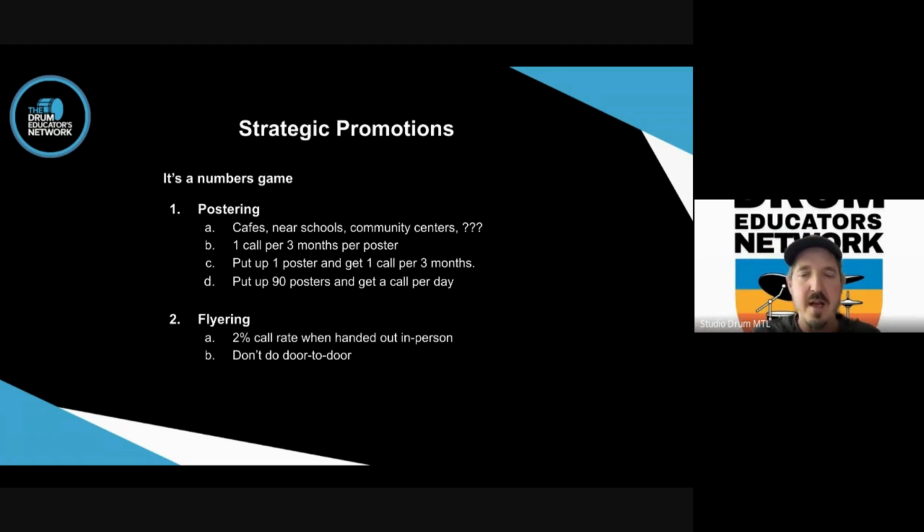Flyering, that's handing out flyers at public events, that kind of thing. The response rate is not 2%, it's lower than that. I think I put that as a placeholder, but it's more like 0.5% or something like that.